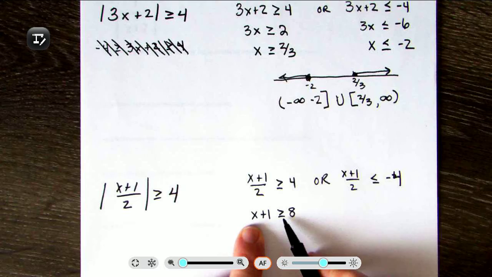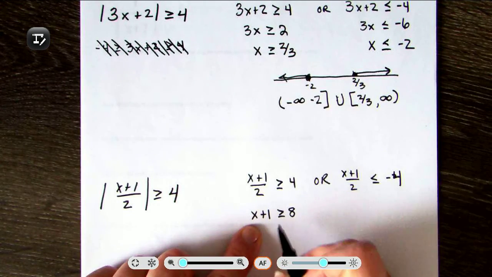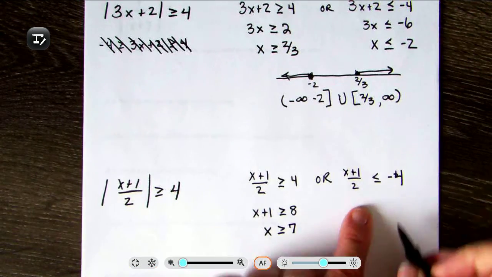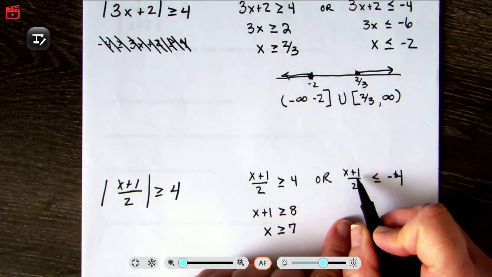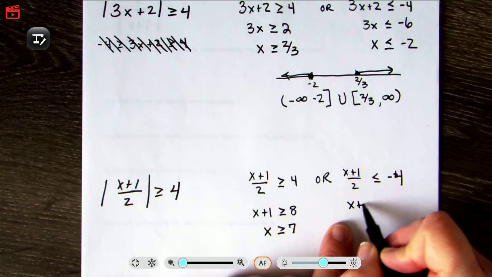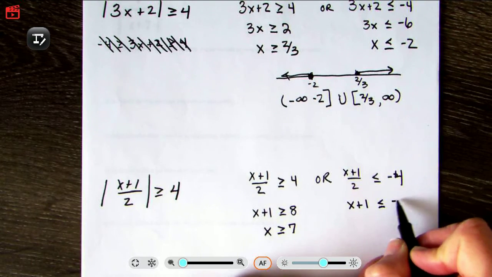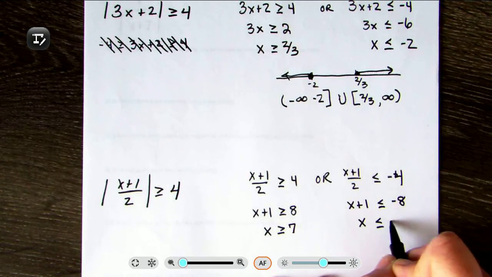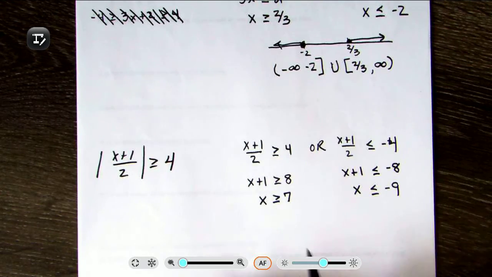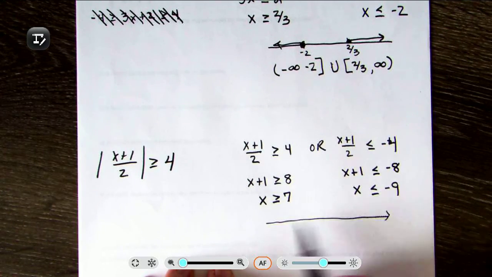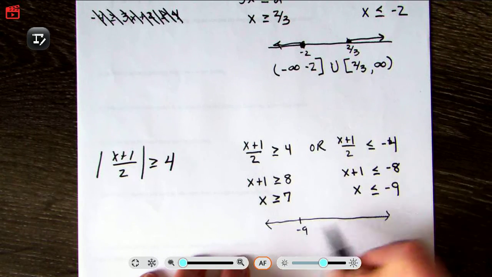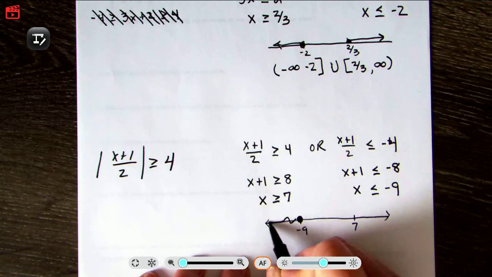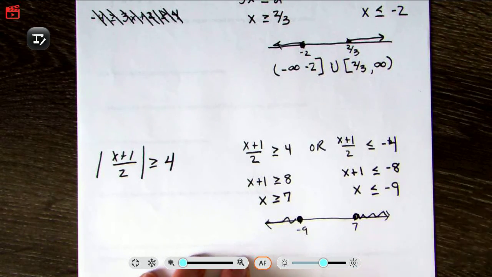So x plus 1 greater than or equal to 8. Subtracting 1, x is greater than or equal to 7. On this side, multiplying both sides by 2, x plus 1 less than or equal to negative 8. Subtracting 1, x is less than or equal to negative 9. Again, I'll put them on a number line to help me. Here's my negative 9, here's my 7. Solid dots because of the equal sign. We're going below negative 9 or above 7.